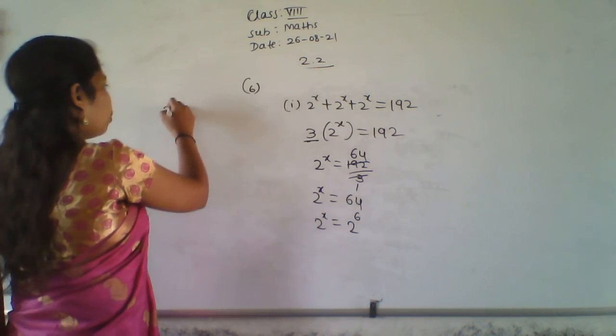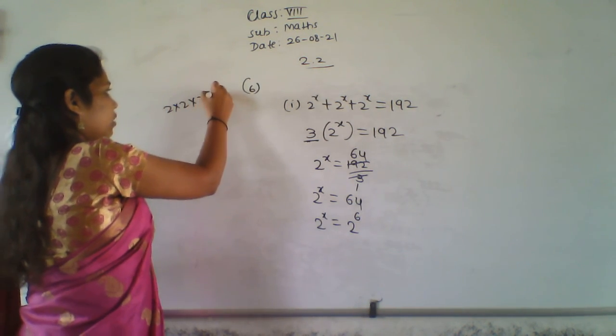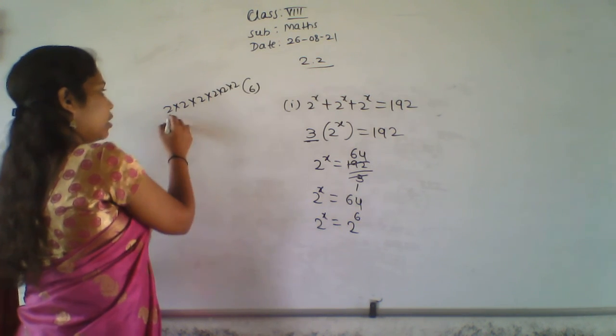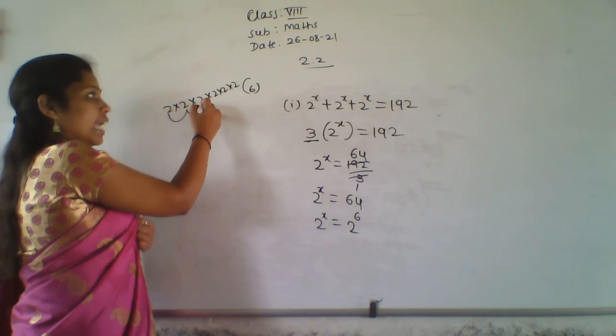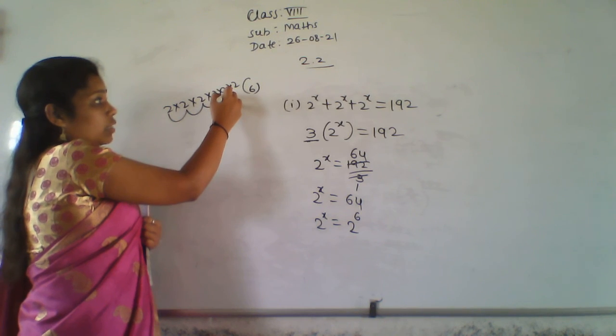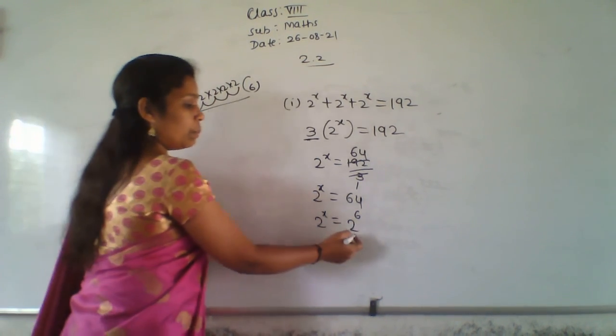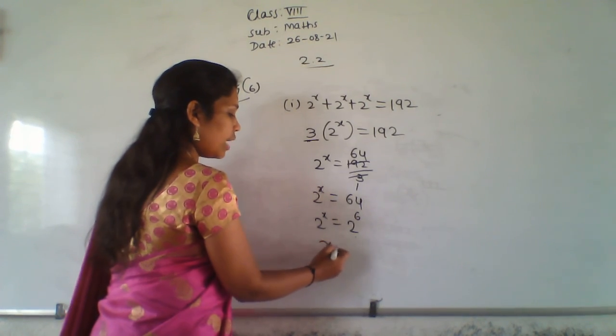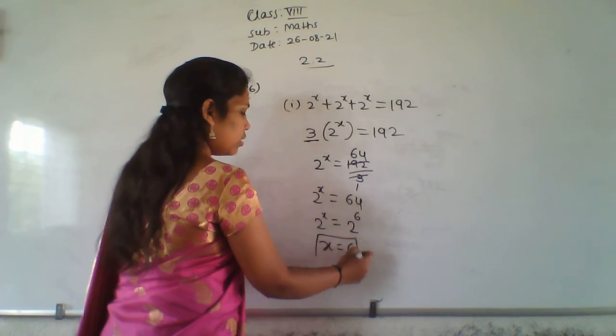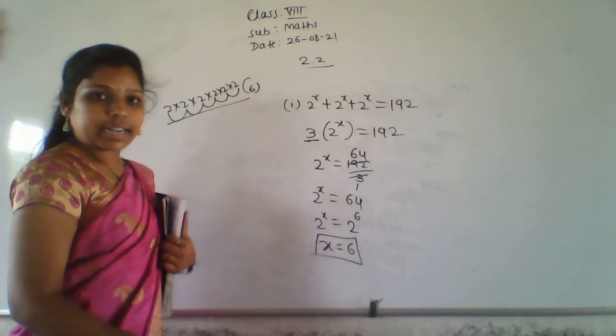Multiply 2 six times, what will you get? Multiply and check here. 2 2s are 4, 4 2s are 8, 8 2s are 16, 16 2s are 32, 32 2s are 64. So it means 2 to the power 6. So what is the value of x here? The x value is 6. Got it, everyone?